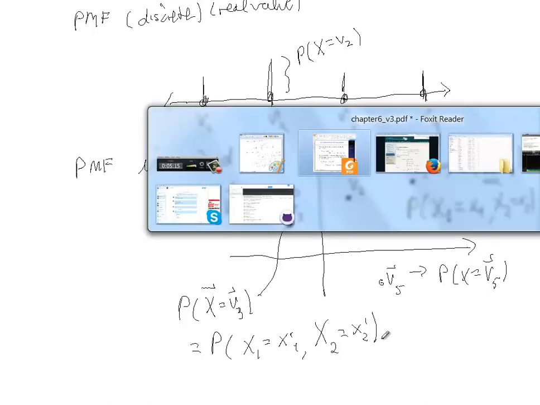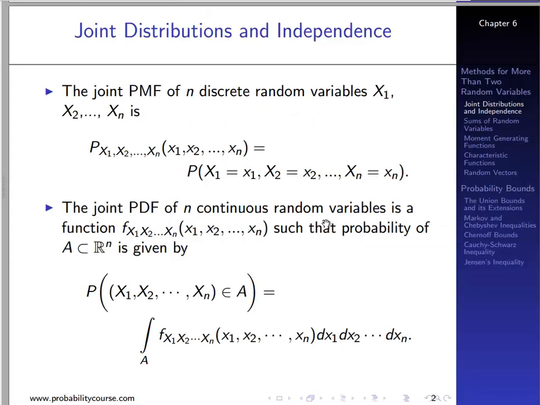Okay. We can relate that exactly to what he has here. Look at what he's done here. It's exactly the same thing, only in multiple dimensions. The probability that this random variable big X, which is represented by n components, the PMF for big X at this n-dimensional point is equal to the probability that each component is equal to the corresponding value. Okay, so that's PMF.